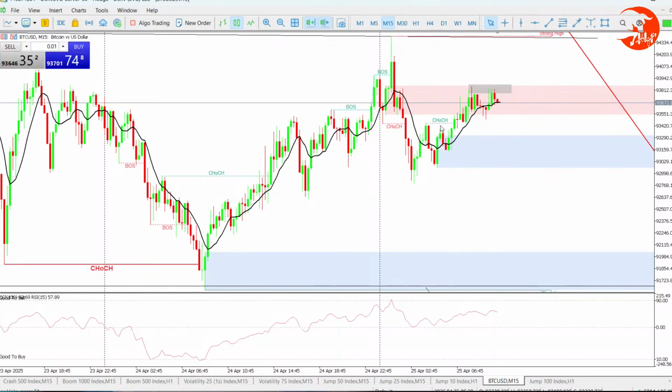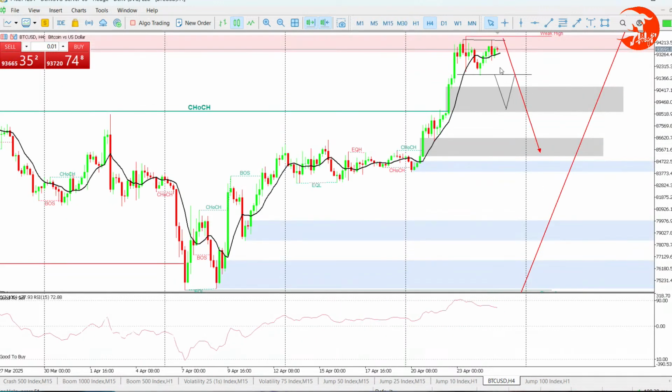So if I know that, yes, here I have a change of character, but it is currently being held up by this resistance on M15. So I'm not going to focus on this change of character. I'm actually going to focus on this high that actually gave me this change of character right here. So this was like a pullback, so we may see some sales as we speak to actually push price to where we want it on H4, right into this fair value gap.